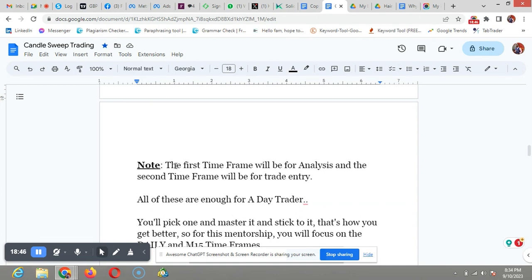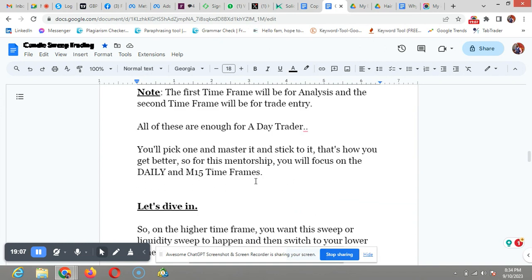We have different kinds of traders in the market. We have the swing traders, position traders, day traders, we have scalpers, and so on and so forth. But I am a day trader, and the daily time frame and 15 minutes time frame is just perfect for me. I hope this makes sense. You will pick one and master it and stick to it. That's how you get better.